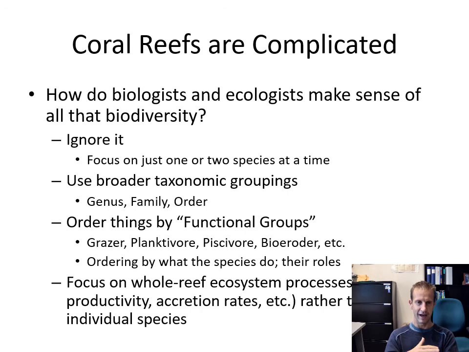And that brings us to the final thing, which is, one of the approaches to studying reefs is instead of meticulously analyzing the details of each individual species' life, you focus on whole reef ecosystem processes, like what's the overall productivity of the reef, what's the overall accretion rate of the reef, rather than what's going on in the interactions of individual species.